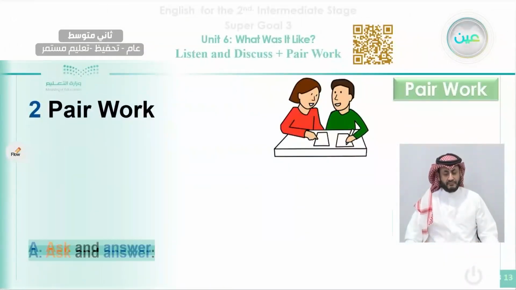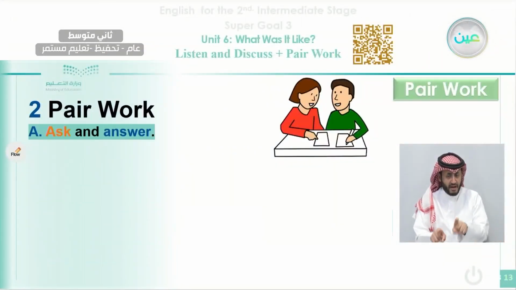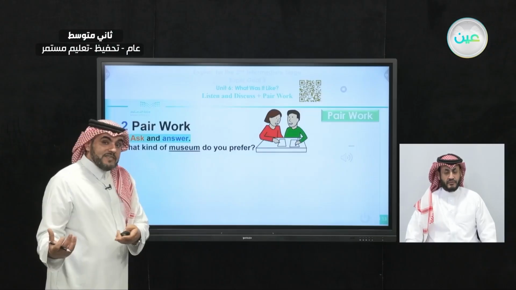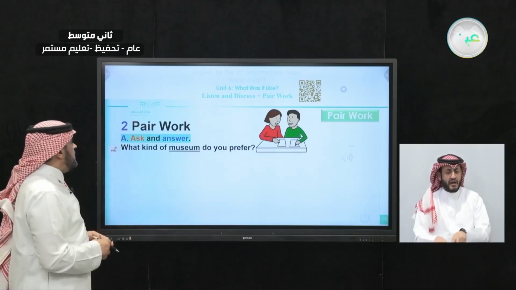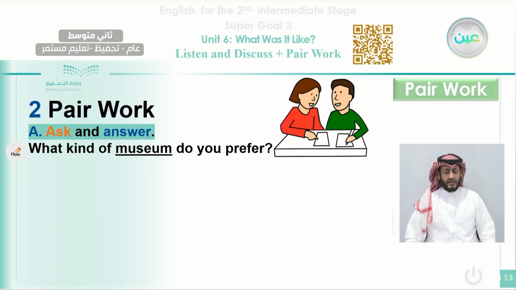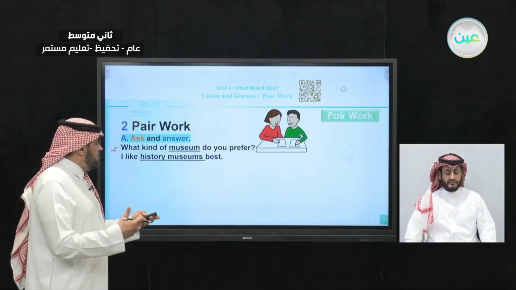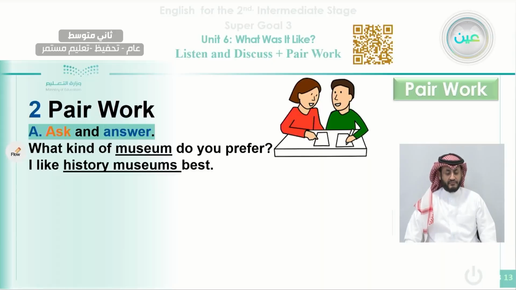Okay, we will see this section, which is called pair work. You will need to ask and answer the questions here. What kind of museum do you prefer? Okay, this is a conversation between two students. When we talk about pair work, we mean two students or classmates talking to each other. So here the student is asking his or her classmate, what kind of museums do you prefer? The answer, I like history museums best. Okay, you can try this one by acting or by making a role play on this conversation here.